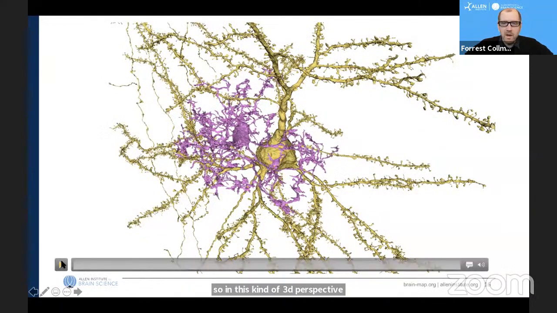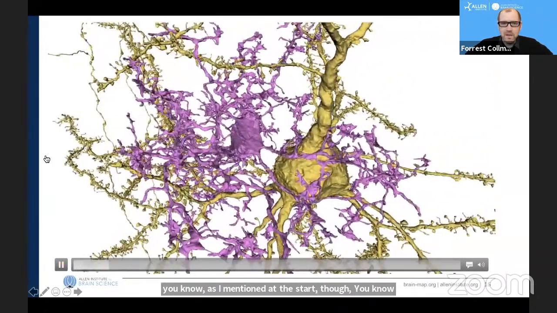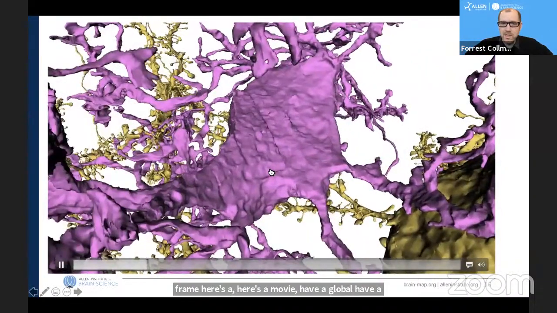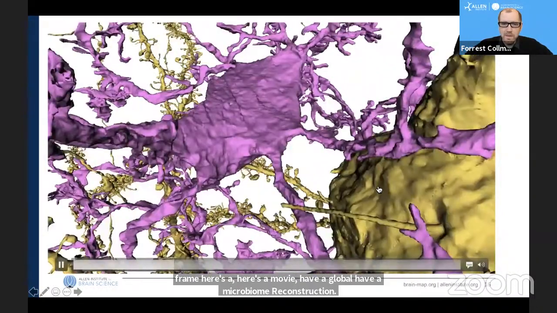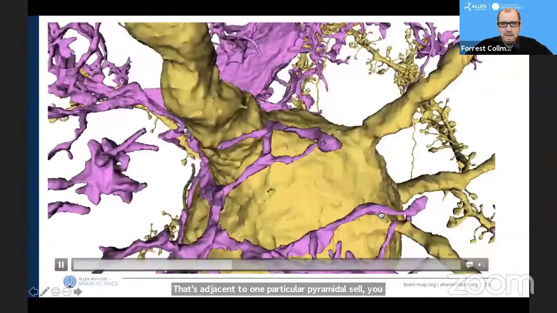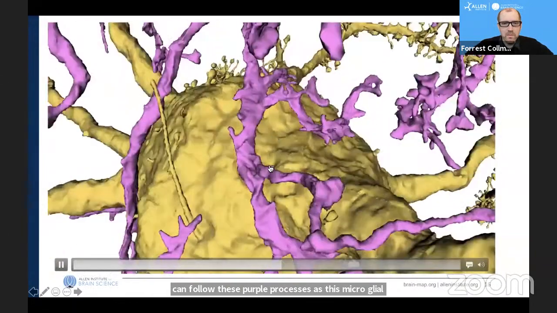As I mentioned at the start, though, it's not just neurons that you can see within this brain. Here's a movie of a microglial reconstruction that's adjacent to one particular pyramidal cell. You can follow these purple processes as this microglia makes many, many different contact points with this pyramidal cell.